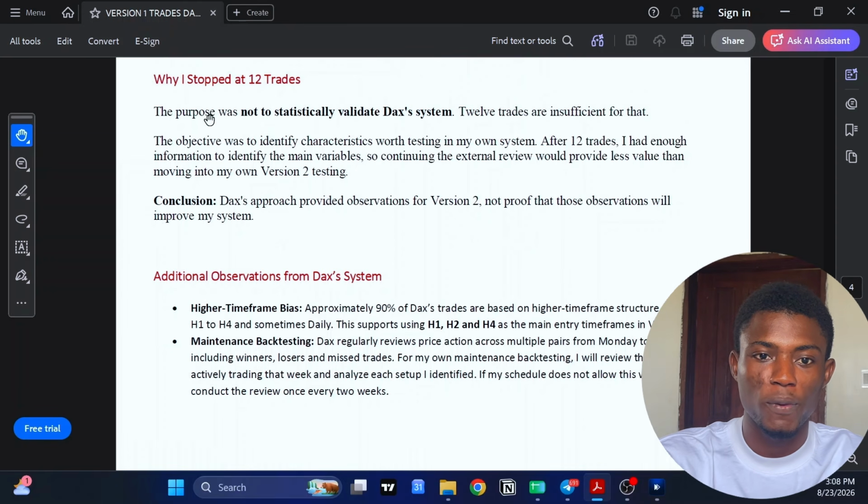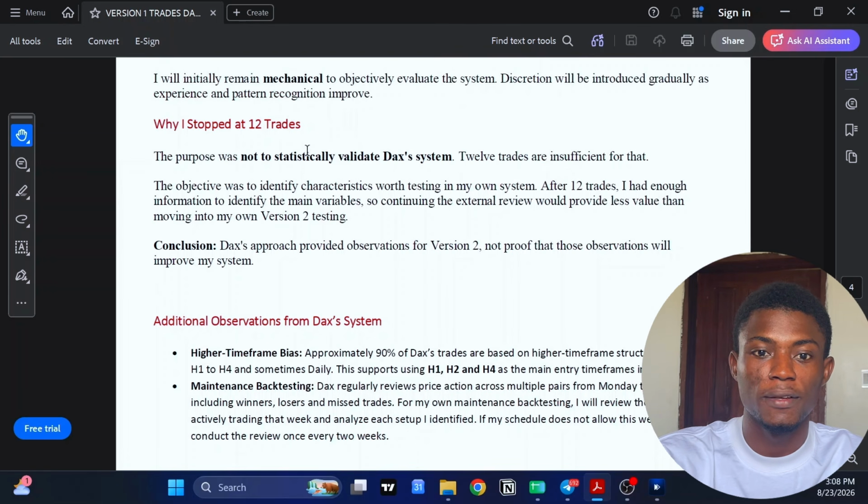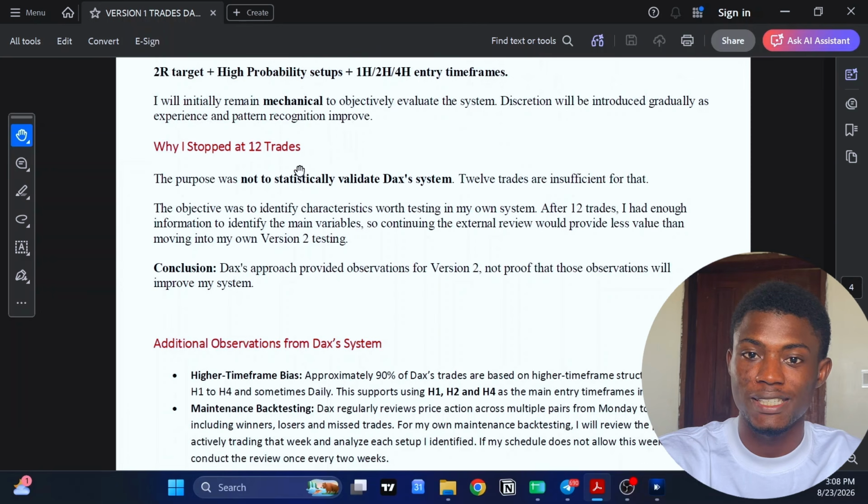And the purpose is not to statistically validate that system, as 12 trades will be insufficient for that. So what I needed to do was basically just go through his trades and actually see what he defined as high probability, even though I might not be able to afford his mentorship currently. I'm currently just on a personal journey of building my trading system and not taking anybody's word for it. But he is actually a great influence on the system I'll be trading later going into my trading journey.